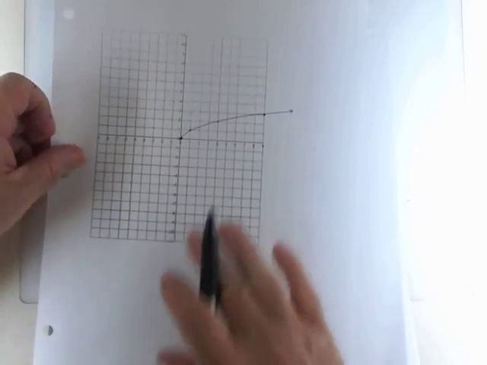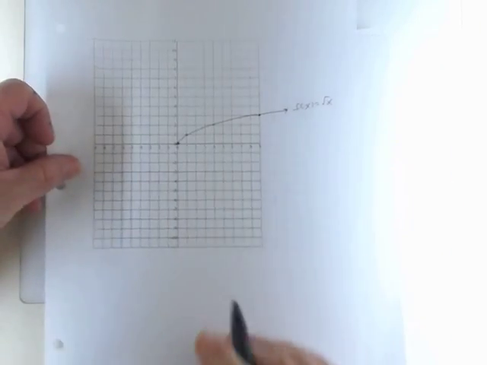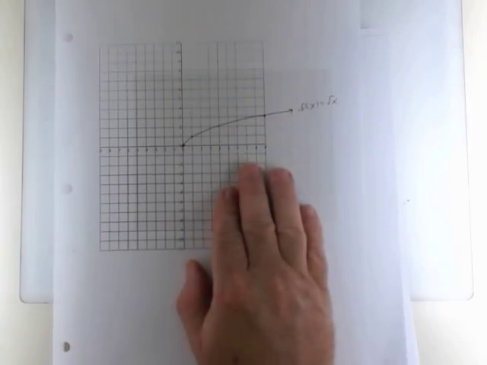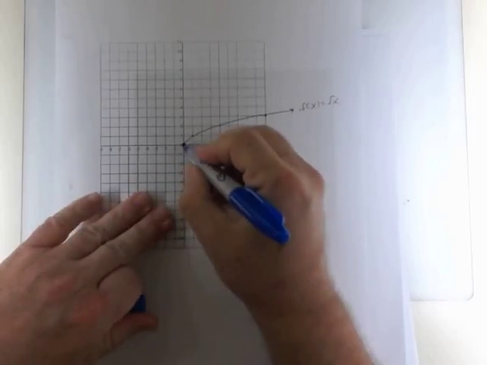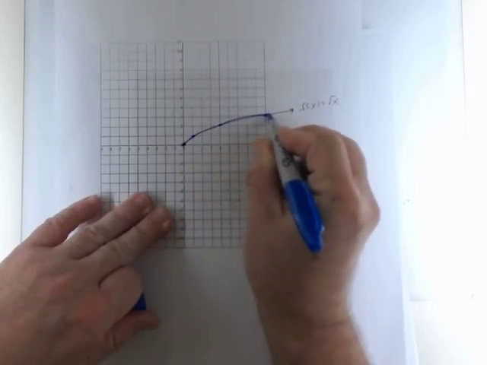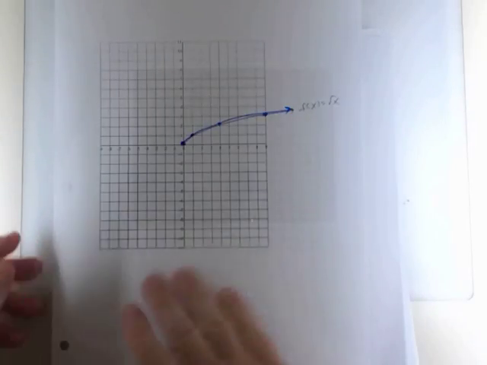All right. So that's going to be your parent function, f of x equals square root of x. And from there, we're going to use transformations to graph other functions. So let me go ahead and trace over this one. So I get this, this, this, and this. All right. Okay.